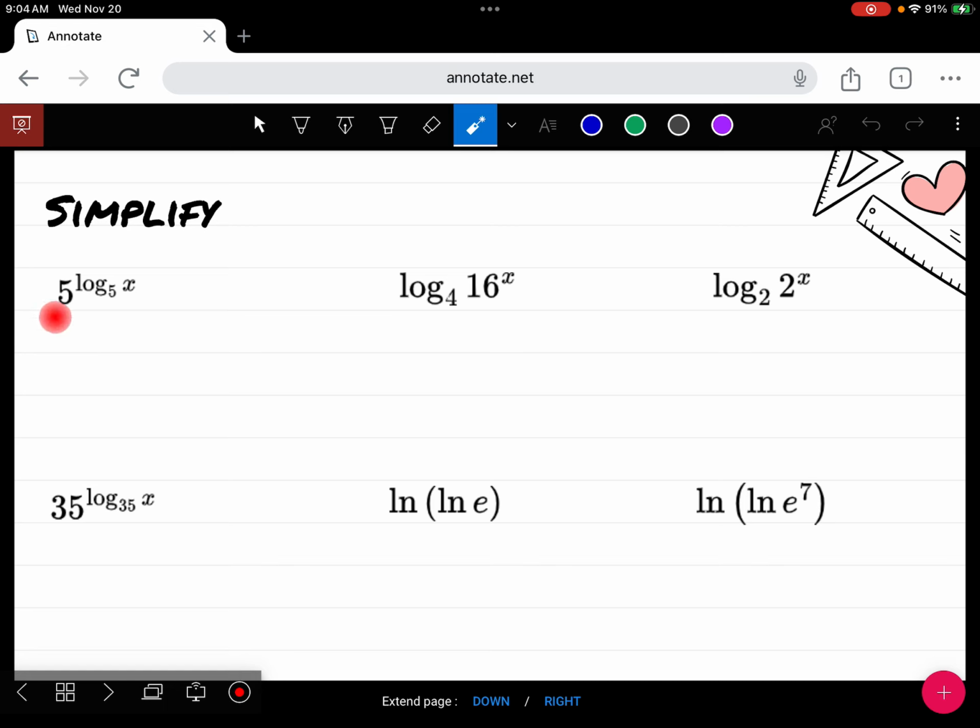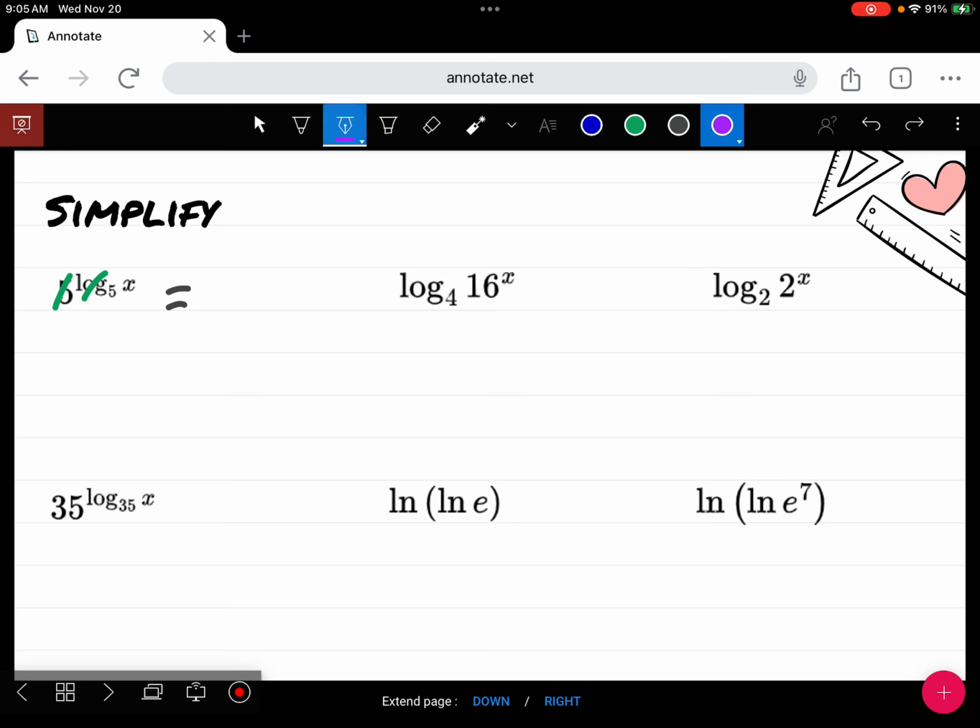Yeah, I've got the same base on my exponential piece here as I have on my log. Those are inverse operations. So since our base of our exponential and our base of our log are the same, they just cancel out. So this simplifies down to be just x.